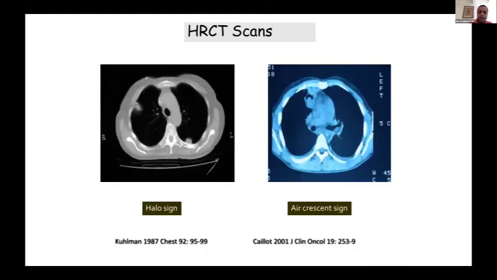These are the classical features that you can get. The halo sign, this is on the CT scan on the left, and you can get the air crescent sign here, which is on the right, where I'm pointing with my arrow.